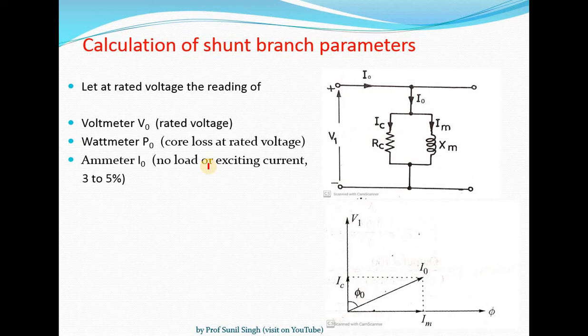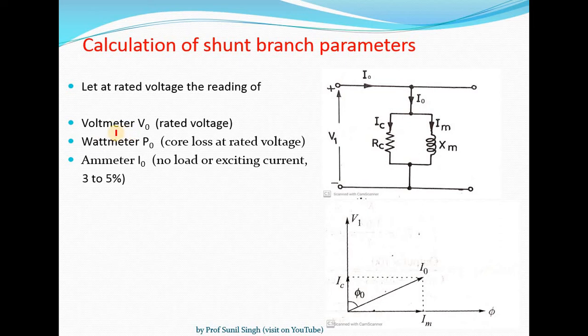So when this current value is 3 to 5%, what would be the copper loss at this current? Similarly, the copper loss would be 0.09% and 0.25%, which can be neglected. So when losses are neglected, the resistance can be neglected, and similarly the leakage reactance can be neglected. So only this shunt branch parameter is there in the equivalent circuit, and we will calculate the RC and XM from these two tests.